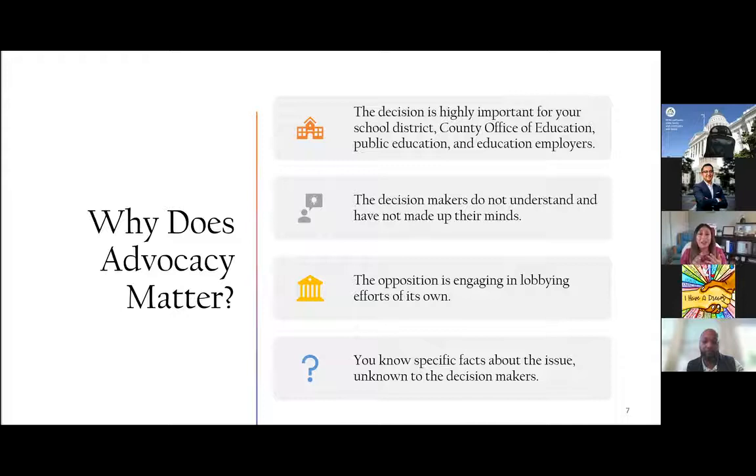They need validated feedback from their constituents on the impacts of said legislation. And guess who's always engaging? Your opposition. So if your opposition's out there and you're not, who's going to be heard? The one communicating. So know where your issue lies.